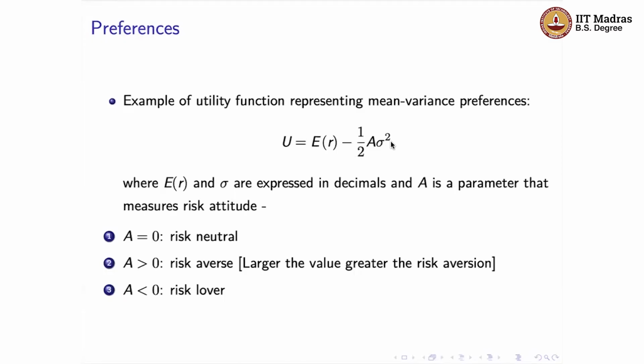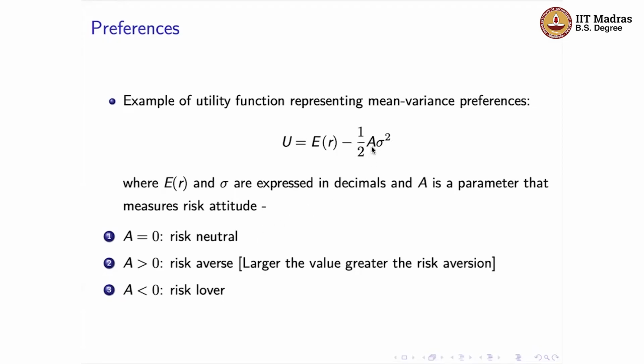If you have, let's say, 5%, then this expected return is 0.05, right? And similarly, if sigma is, let's say, 10%, then sigma is actually 0.1. Okay. What about this parameter A? Well, that is a parameter that basically measures risk attitude. So let's think about the different cases.